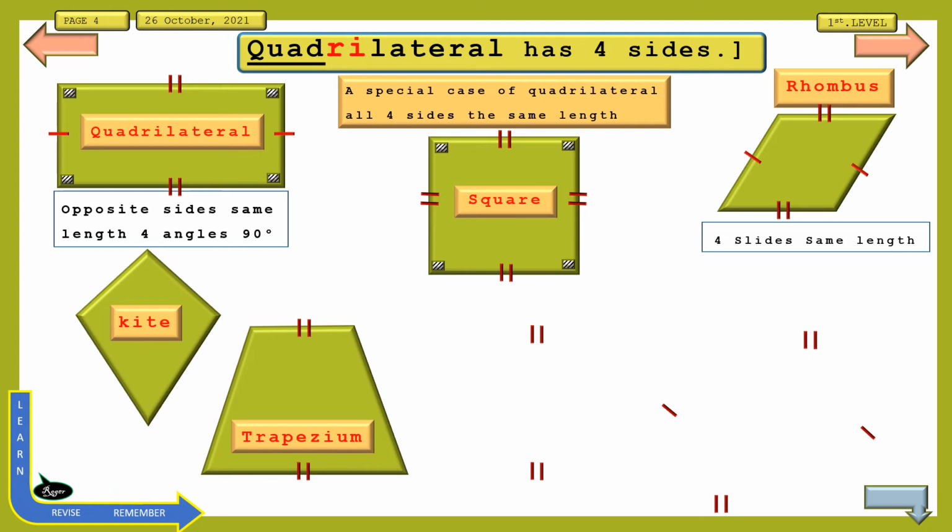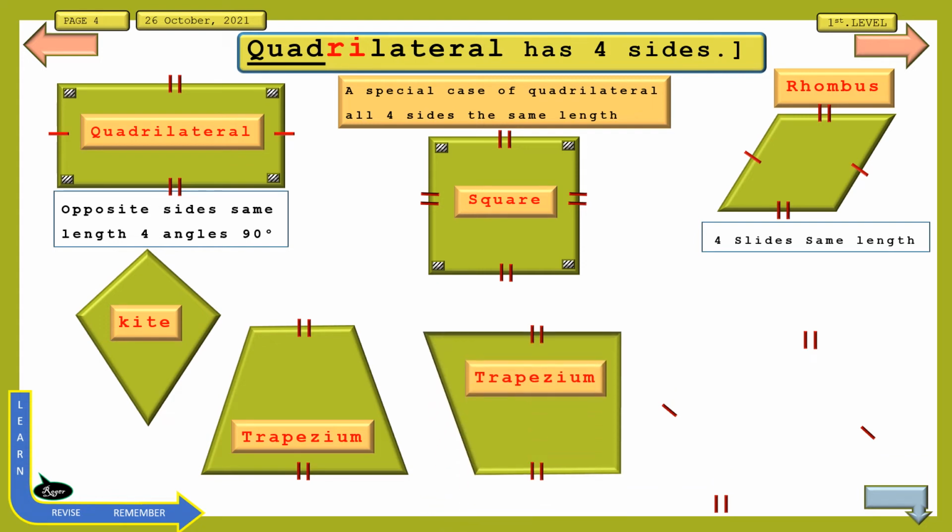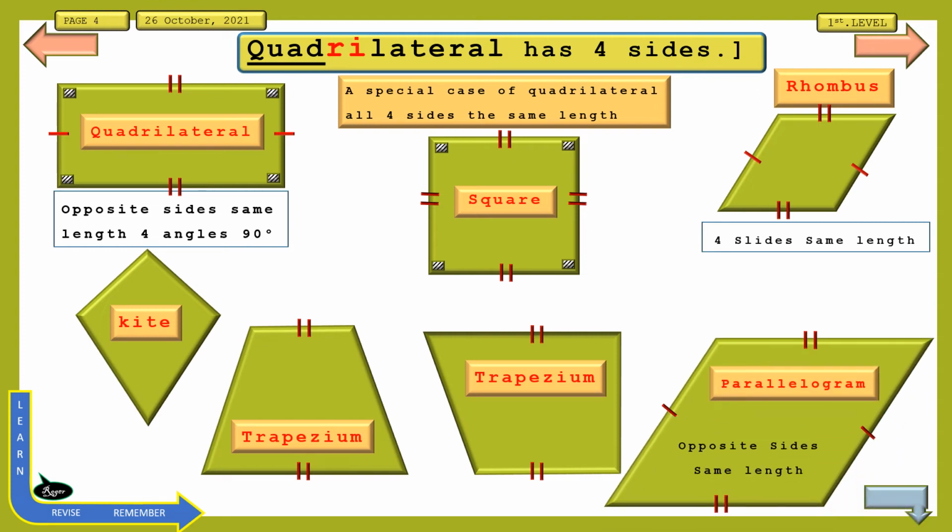This shape is called a trapezium. The top and bottom lines are parallel, and this is another trapezium, and you can see the top and bottom lines are parallel, but the sides, they just want to do their own thing. And finally, the parallelogram. The sides opposite to each other are the same length.